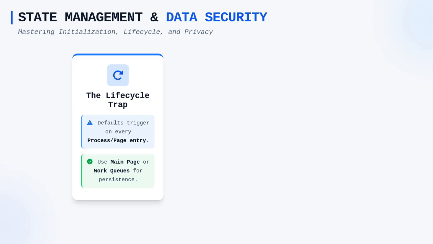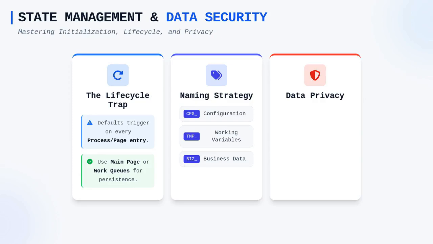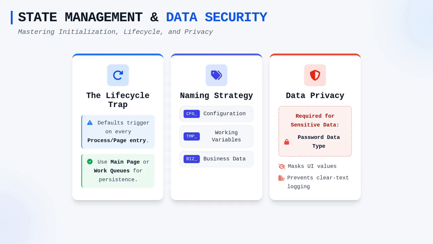Tracking the value of a variable throughout the process lifecycle requires disciplined naming conventions to avoid collisions, especially in complex processes with dozens of pages. I recommend adopting a prefixing strategy for your data items to distinguish between configuration parameters, temporary working variables, and business data. When dealing with sensitive information, such as credentials or private customer data, you should utilize the password data type, which masks the value in the user interface and protects it from being logged in clear text. This practice is not just a security requirement, but a responsible approach to handling operational data in a production environment.